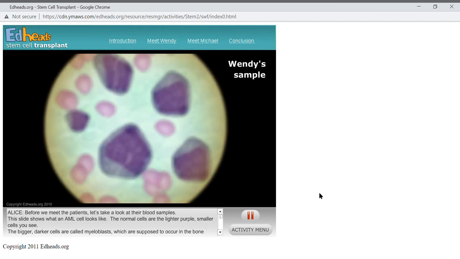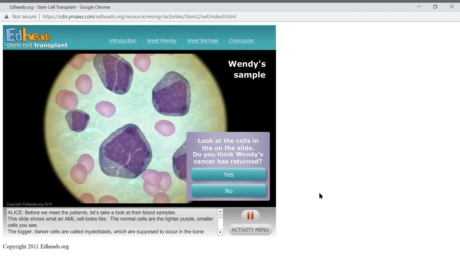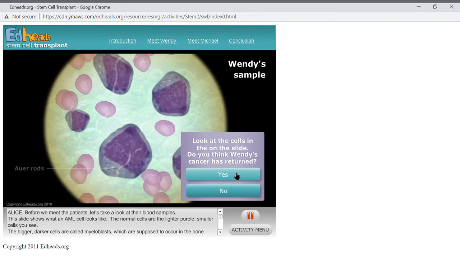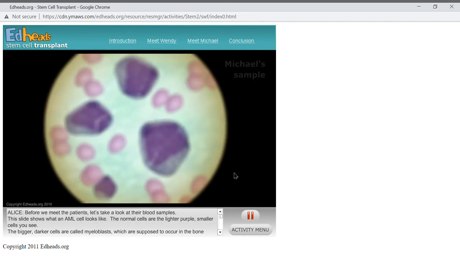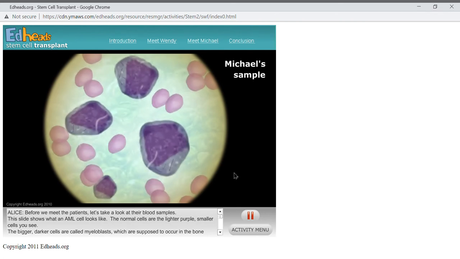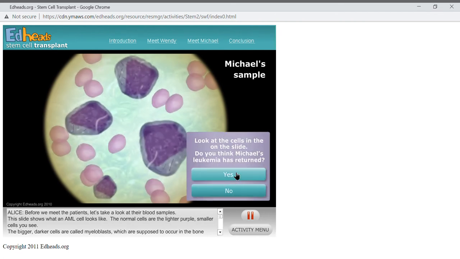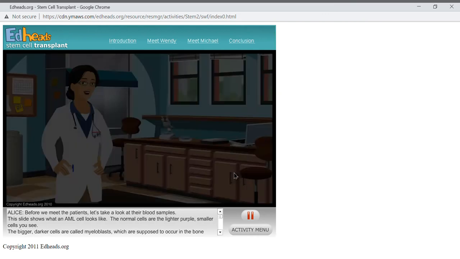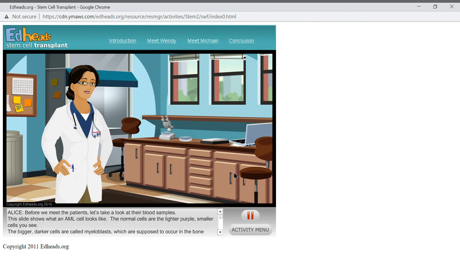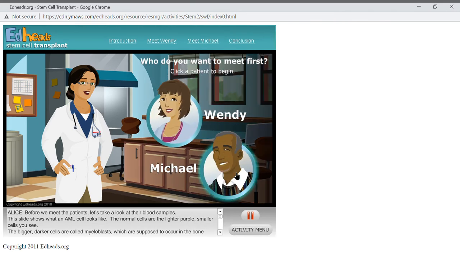Now look at Wendy's slide. Has her leukemia returned or come out of remission? I agree. Wendy's cancer is back. Now let's look at Michael's slide. Do you see AML cells on the slide? I agree. Unfortunately, Michael's cancer is back too. Now that we've confirmed that their leukemia needs further treatment, let's go talk to our patients. Which one would you like to meet first?